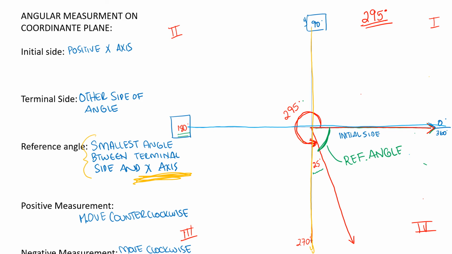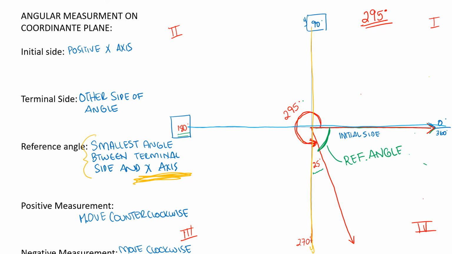Let's do a negative one. Let's just do negative 200. How about that? Negative 200. And you are more than welcome to pause the video. So draw the angle negative 200 degrees, and then find the reference angle.